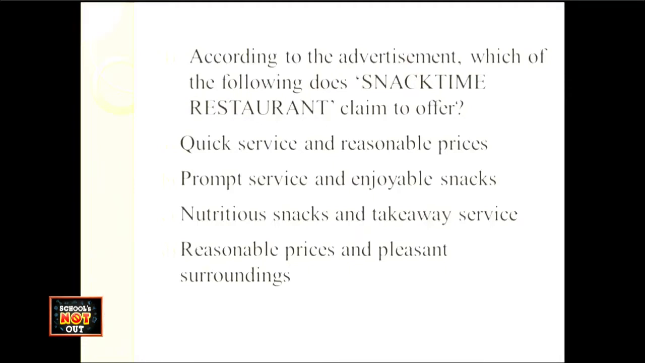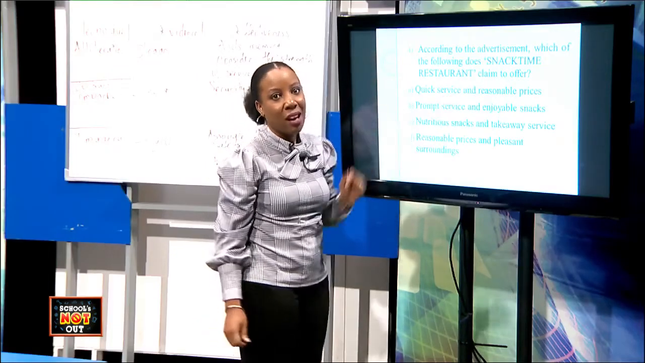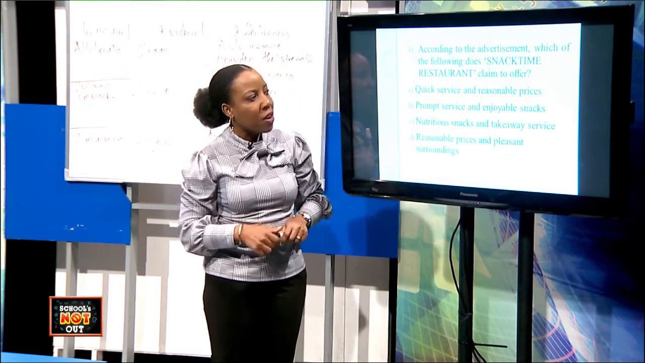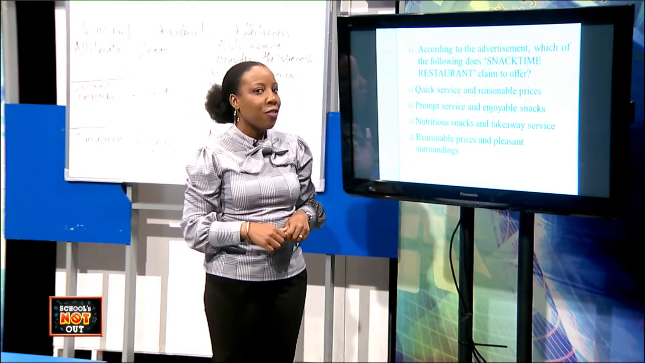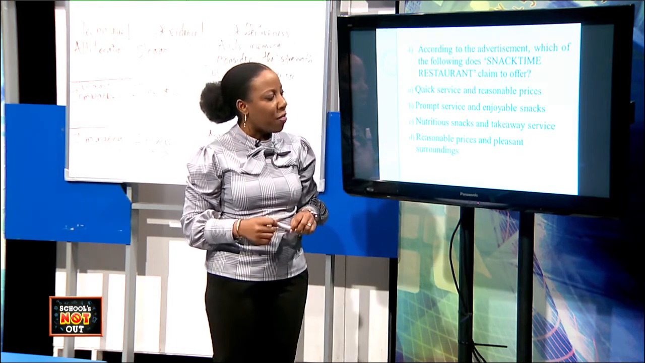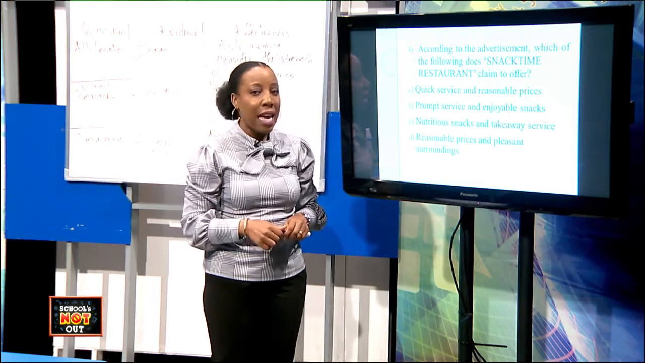Let's look at A. Is it quick service and reasonable prices? That one would be out, right? Because we do not get any information in the advertisement about the cost of food. So this second reason is the distractor and causes A to be incorrect. B, prompt service and enjoyable snacks. Feeling warm on that one? All right, let's bear it in mind as we look at the others. C, nutritious snacks and takeaway service.